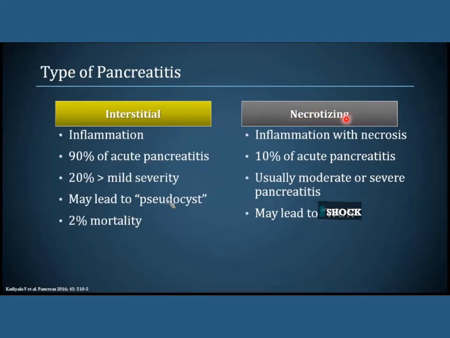The necrotizing type is a more serious form of inflammation, where the inflammation proceeds with necrosis of varying degree, and about 10% of cases fall into this category. Usually the inflammation is moderate or severe in nature, and may lead to shock and multi-organ failure.